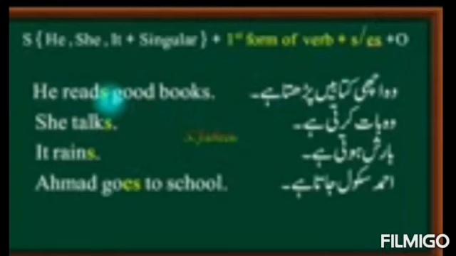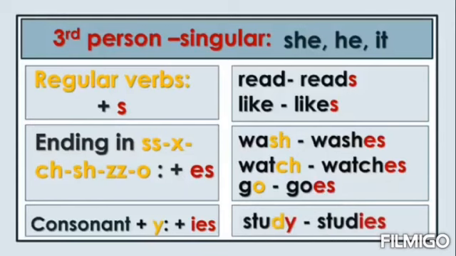Now another example is Ahmad goes to school. Ahmad school जाता है. Ahmad is a singular name with which we are going to add go as a verb plus es. Now students, let's take a look at the table. If the subject is he, she or it, third person singular, then with regular verbs like read, we will add just s. It will become reads. In the same way with like, we will add s and it will become likes.